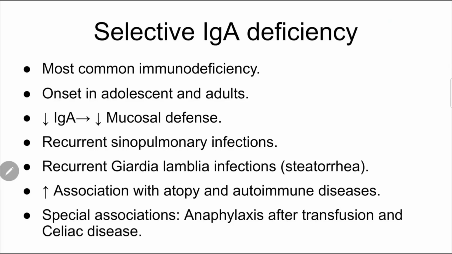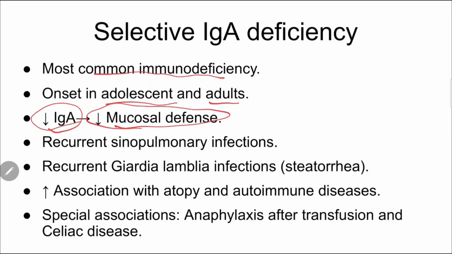Next, we have selective IgA deficiency, right? It is one of the most common immunodeficiencies that is seen, and the onset is mostly in adolescents, like teenagers or adults, right? So not in infancy. Basically, there's a defect in the B cells to class switch to IgA, right? That's why you have low levels of IgA, and you know that IgA is responsible for your mucosal defense, right? So your respiratory tract, your GI tract, your genitourinary tract, right? So they will be prone to infections. But all the other immunoglobulin levels will be normal.